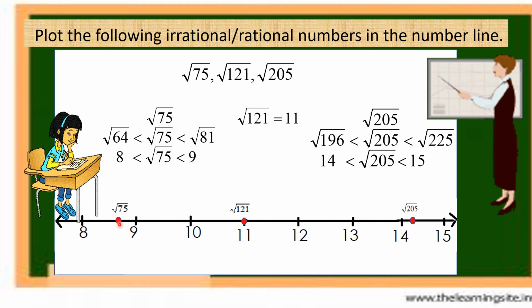This is our plot. Next, we have square root of 121, which is equivalent to 11. So we have square root of 205. Square root of 205 is in between square root of 196 and square root of 225. Square root of 196 is 14 and square root of 225 is 15. So square root of 205 is in between 14 and 15. So this is square root of 205.